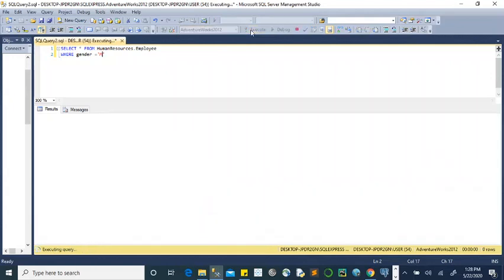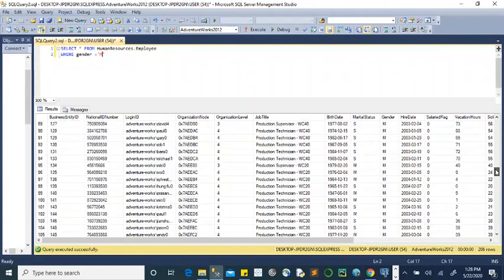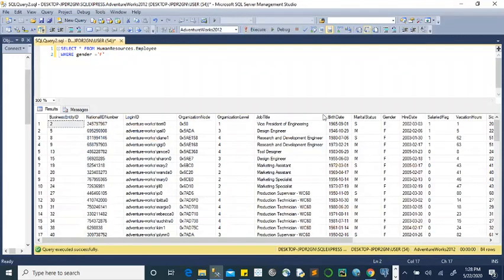If I run this, you see now if you come to this gender column, all you see is male. There's no female. And here you see that we have 206 records. It means out of all the employees we have, 206 of them are males. If I change this to female and I run, we have 84 records. This is showing 84 rows. So out of all the employees, 84 of them are females. And in the gender column, all you see is female.